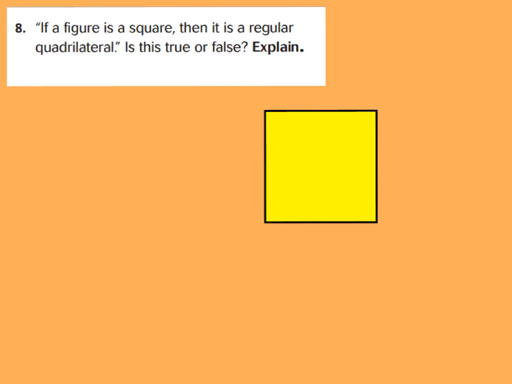Well, this goes back to our first lesson on this chapter, 11, where we talked about regular polygons and not regular polygons. So we learned that to be a regular polygon, you have to have all angles that are the exact same, and all of your sides must be the same length. So in this case, a square would be a regular polygon, also known as a regular quadrilateral.